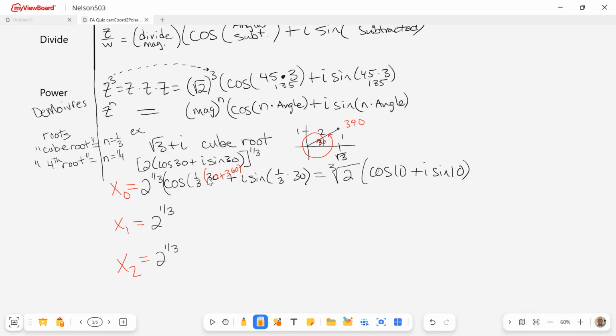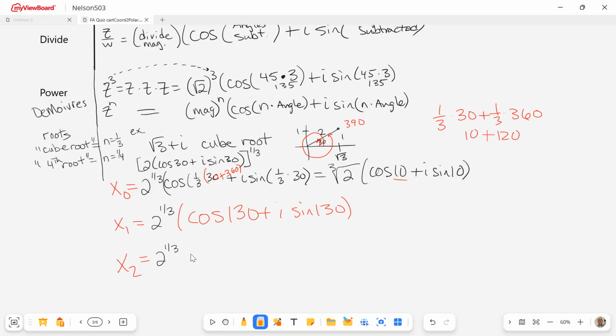If we had 1/3 of 390, or we could go 1/3 times 30 plus 1/3 times 360, right? So we're going to add 120 degrees to the 10-degree angle. After you take a third of 30, you get 10. So my next angle instead of 10 degrees is going to be the cosine of 130. So I'm going to get cosine of 130 plus i sine 130.